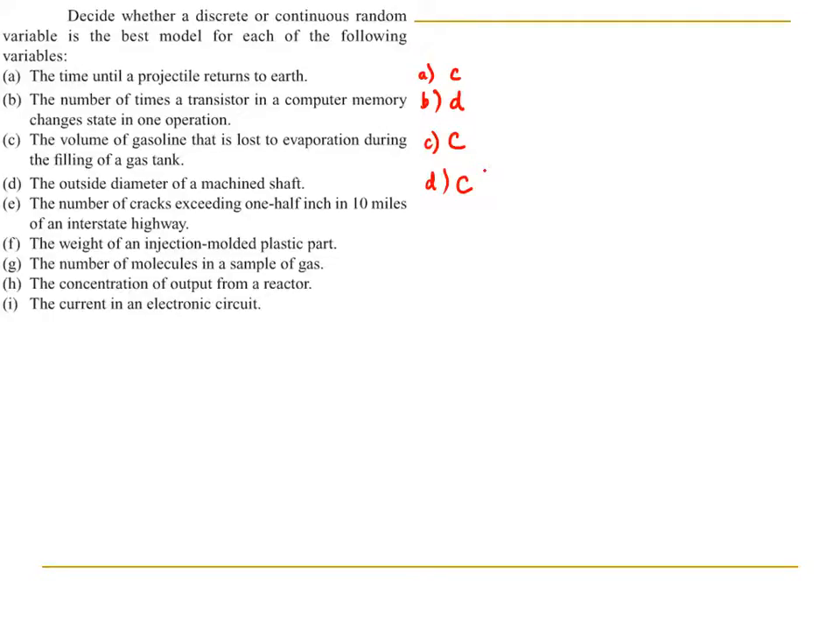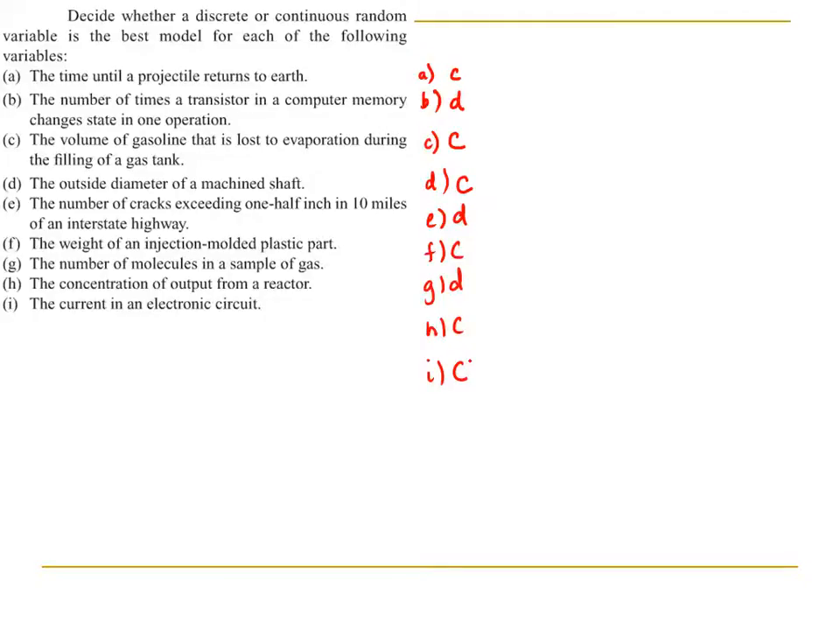The number of cracks exceeding 1/2 inch in a 10 miles highway. Discrete, correct. The weight of an injection mold plastic part. Continuous. The number of molecules in a sample of gas. Discrete, correct. The concentration of output from a reactor. It's continuous, correct. And the current in an electronic circuit. Continuous. Any questions?